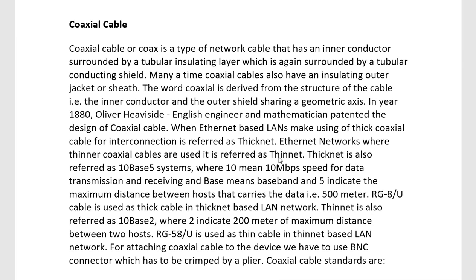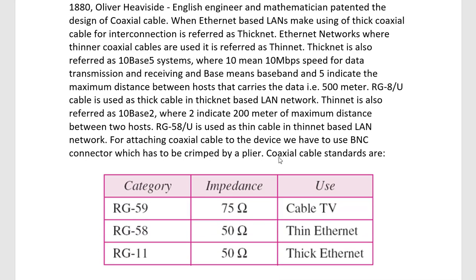Coaxial cable standards are RG59 with impedance 75 ohm, and is used for cable TV. Nowadays, if you see the cable TV, dish TV, they use the coaxial cable. It is RG59. Now for the bus topology, we use RG58 cable, that is 50 ohm, and this is thin ethernet. Then RG11, which is 50 ohm again, for the thick ethernet. Now this coaxial cable, thin and thick cable, are used in the bus topology. But now we don't use bus topology, we use the star topology. So in a star topology the cable used is the category cable.